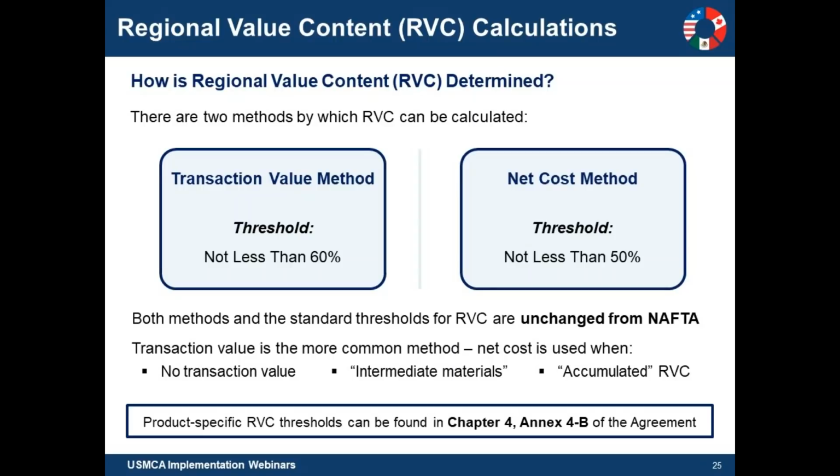It involves the FOB value of the good, the price that is actually paid or payable for the good, and the net cost method is used when a transaction value is not available. It's also used mostly for intermediate materials and in auto commodities. Both methods are standard methods and use the standard thresholds that are under NAFTA. For transaction value, it's up to 60% of the transaction value of the good, and net cost is a 50% threshold.